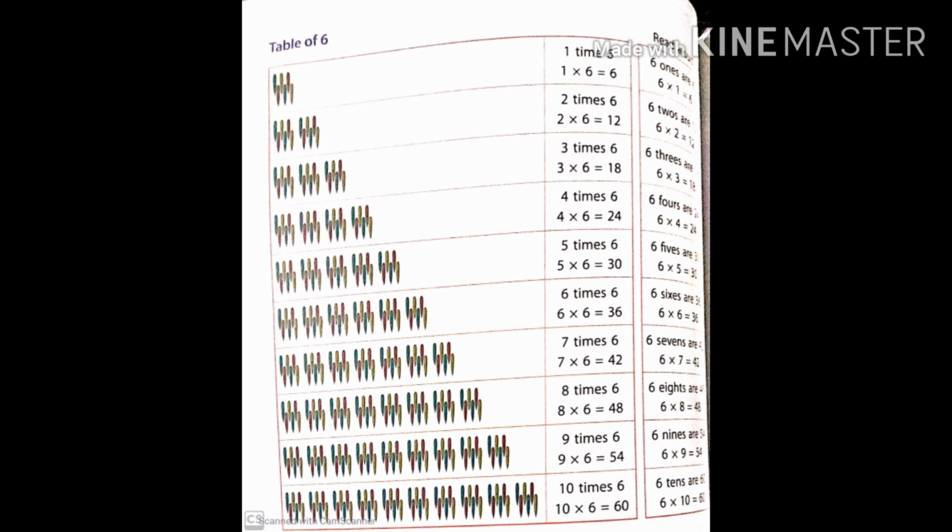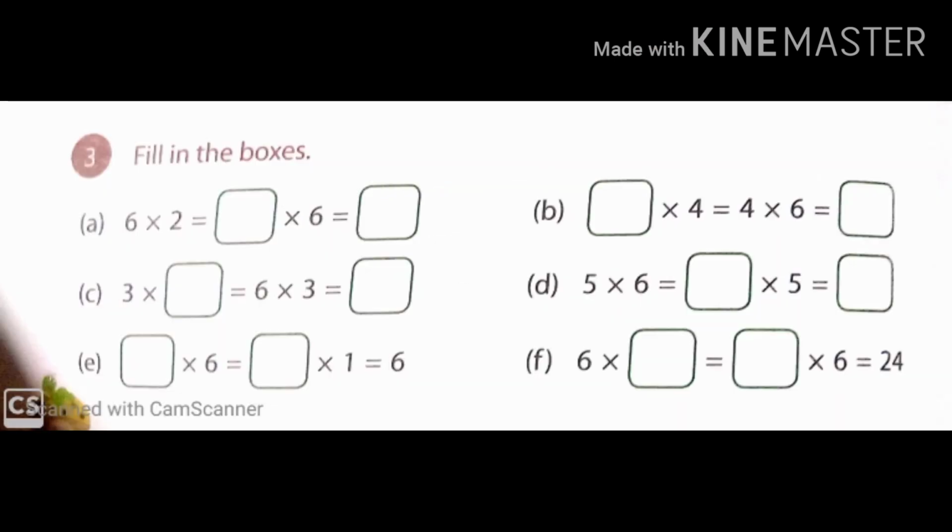Table of 6. Read aloud with me. 6 ones are 6. 6 twos are 12. 6 threes are 18. 6 fours are 24. 6 fives are 30. 6 sixes are 36. 6 sevens are 42. 6 eights are 48. 6 nines are 54. 6 tens are 60. Fill in the boxes.